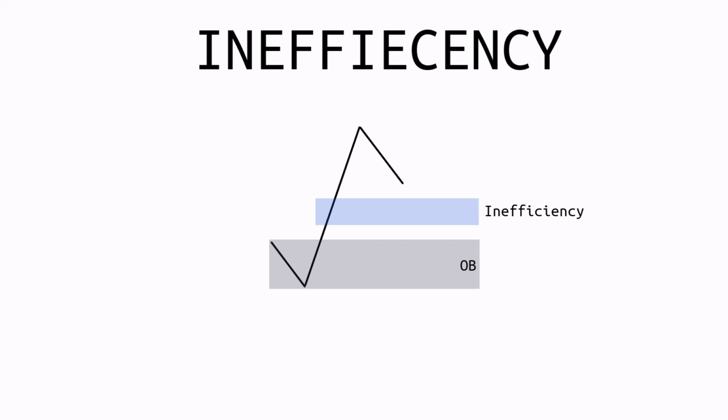Why is inefficiency crucial for a high probability order block? Because inefficiency is what draws price back to the order block. The market hates imbalances. It constantly seeks to fill these gaps to rebalance itself. When we see a significant move from an order block that creates inefficiency, it's a strong signal that price is likely to return to that zone to correct the imbalance. This return to inefficiency is where we look to capitalize.